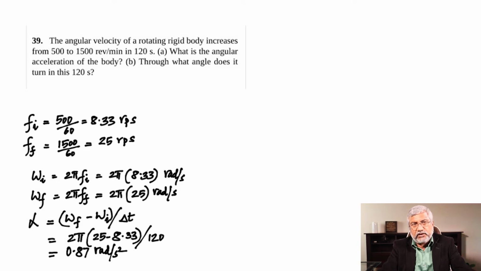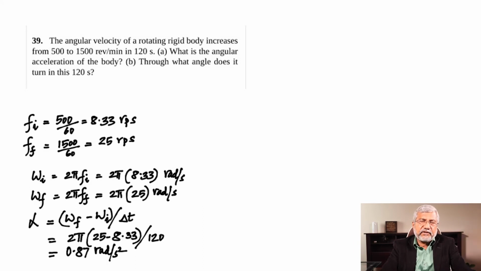Once you get those, you can find the angular velocities. Here is the initial one, and that gives you 2 pi times 8.33. Now you're going to get it in radians per second. Likewise, the final angular velocity, again in radians per second, is 2 pi times 25 radians per second. You need not calculate it right there. You can do it either now or later on.